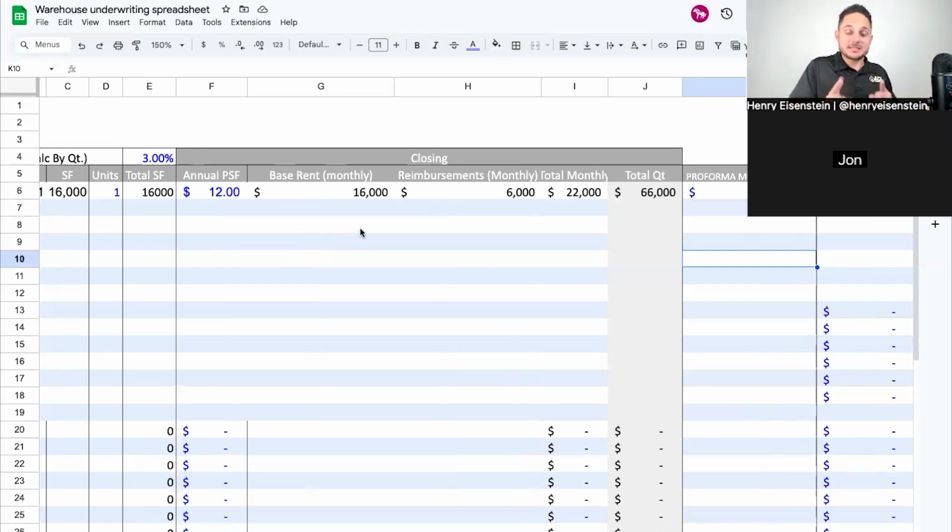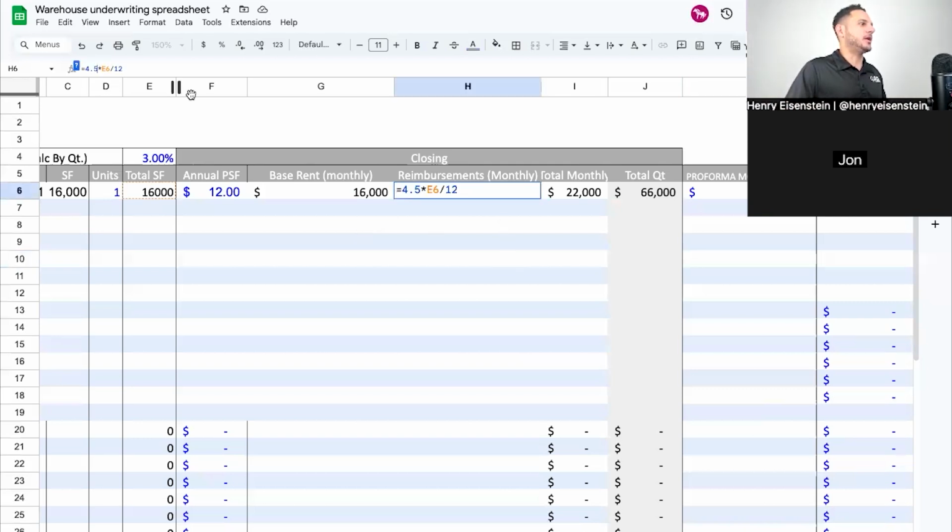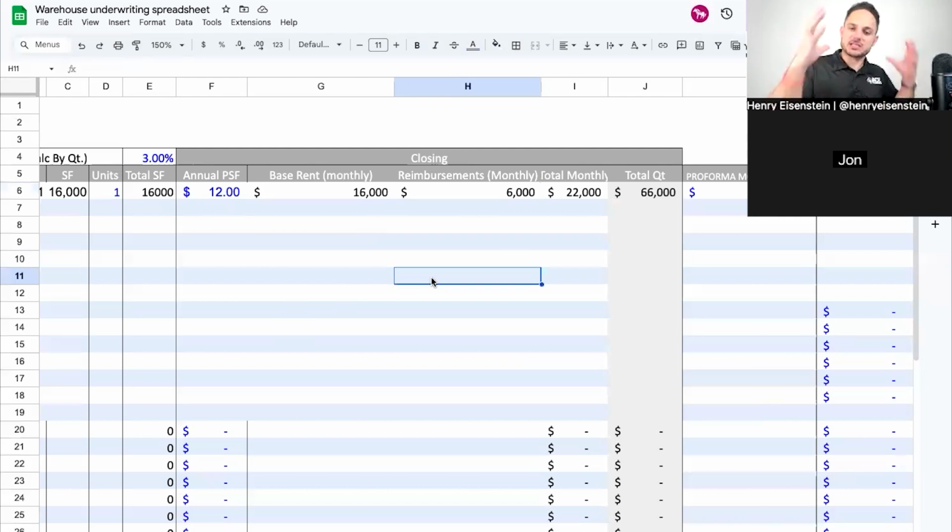Now, there is some instances where they're not paying 100% of the expenses. Sometimes it's $12 gross plus CAM. So CAM would be, let's just call it, I estimated $4.50 per square foot. You can see up here in the formula, I estimated a chargeback of $4.50 per square foot. So they're going to pay $12 base plus $4.50 per square foot for CAM charges, which means a bundle of the expenses put together.